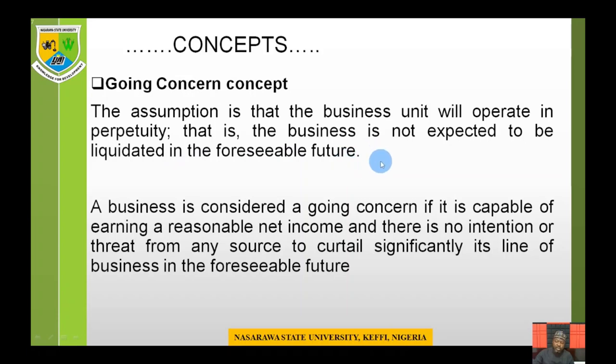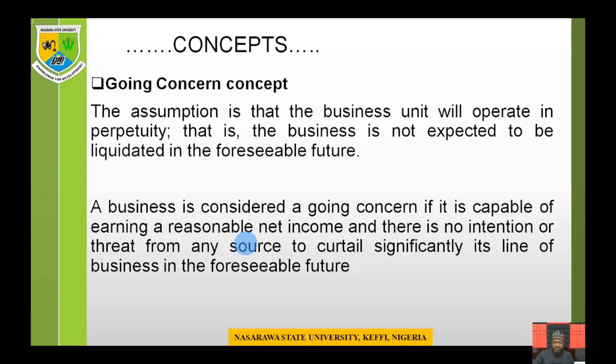Now, what is that condition that makes a business have a status of a going concern? We say that a business is considered a going concern if it is capable of earning a reasonable net income and there is no intention or threat from any source to curtail significantly its line of business in the foreseeable future, meaning there should be sustainability in place, meaning the business should be earning good profit such that sustainability can be guaranteed. Except where that happens, we cannot say that the business has a going concern status.